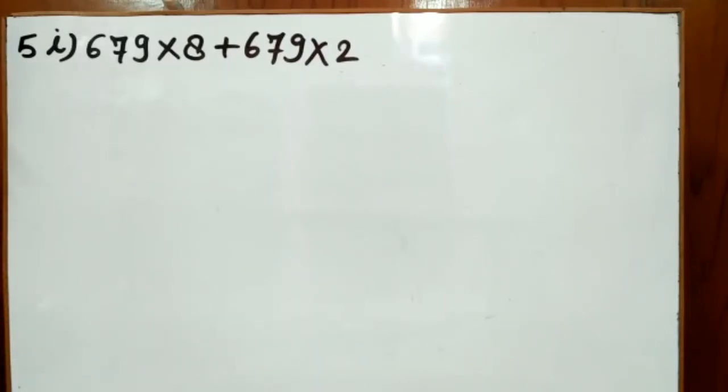Question number 5 is: evaluate using properties. It means we will solve this question by using properties. Out of 7 properties, we can use any one property. Why? Because the name of the property is not mentioned in the question. That's why we can use any one property out of 7 properties.